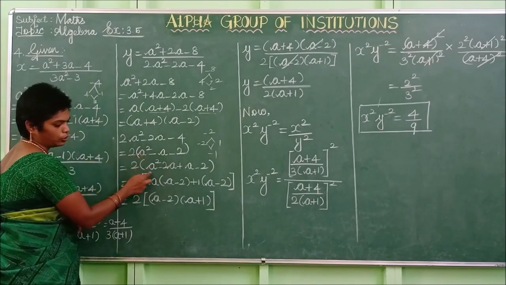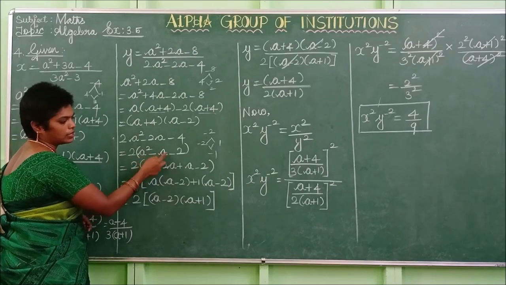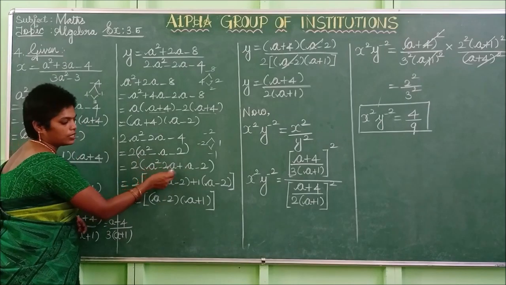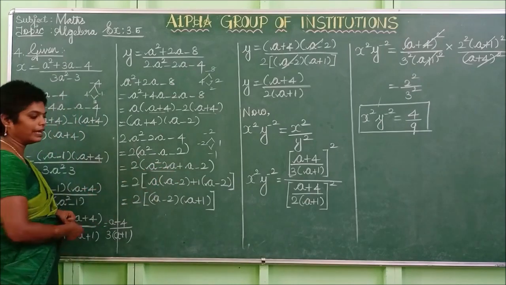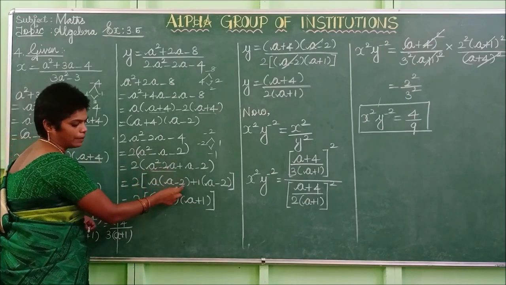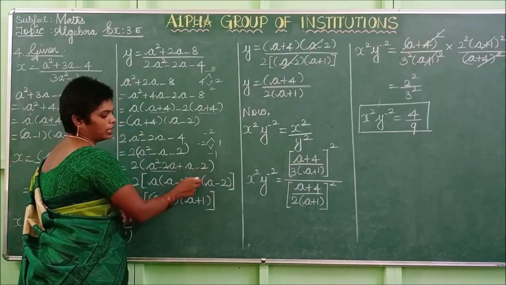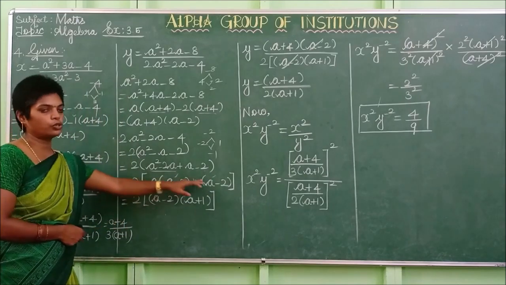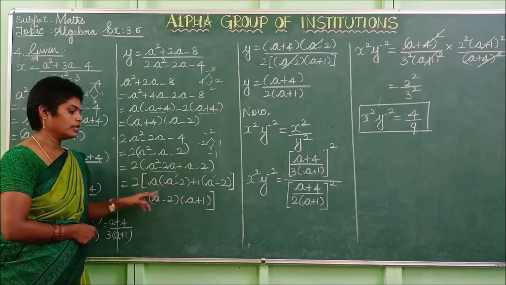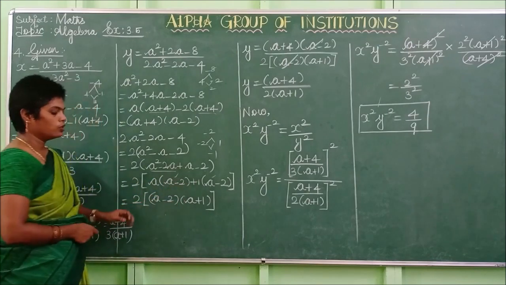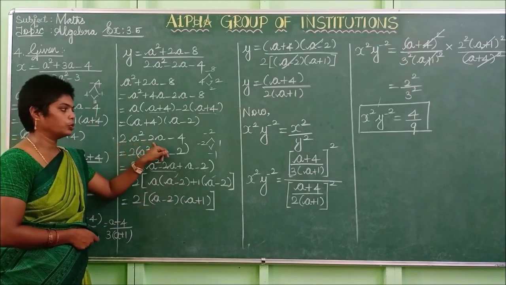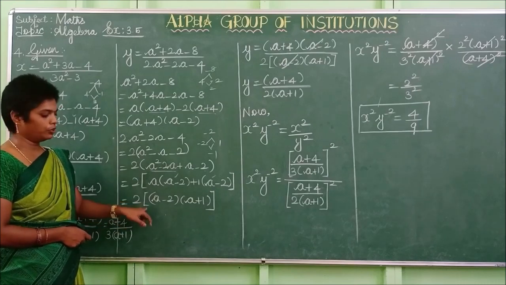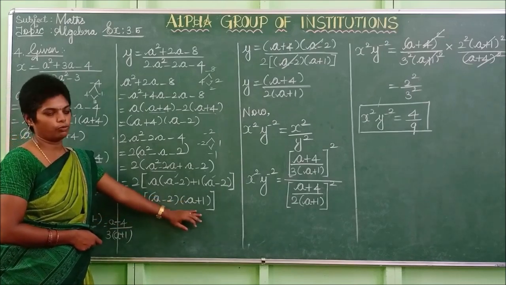So 2a squared minus 2a minus 4 can be rewritten as 2a squared minus 4a plus 2a minus 4. From the first two terms, we can take 2a as common, and the remaining term is a minus 2. From the last two terms, a minus 2 is already there, so plus 2 will be taken outside. A minus 2 is a common term, and the remaining term is a plus 1. So 2a squared minus 2a minus 4 can be written as 2 into a minus 2 into a plus 1.